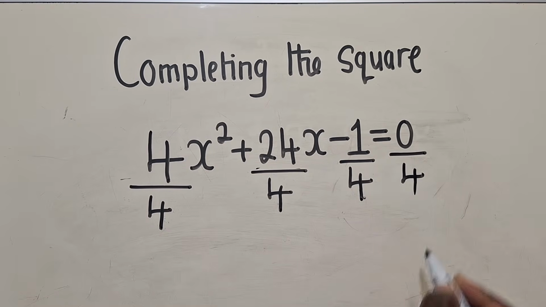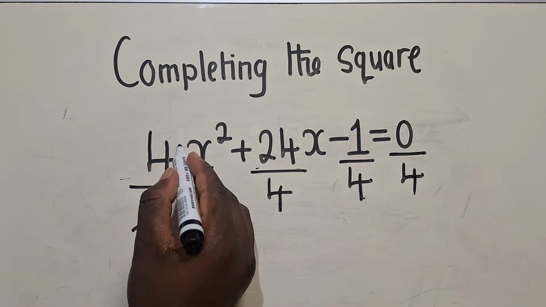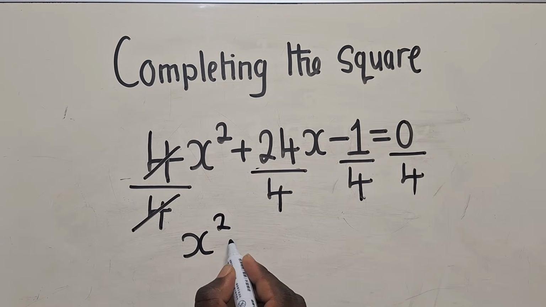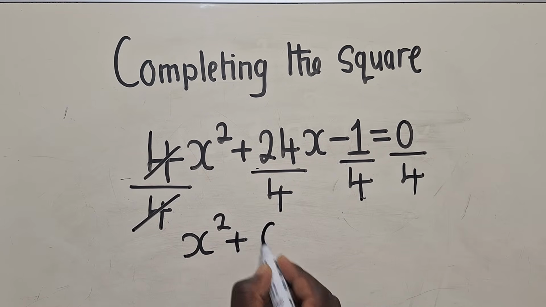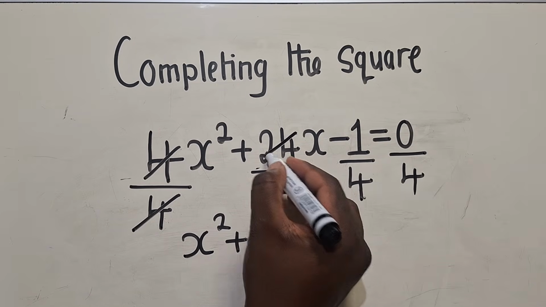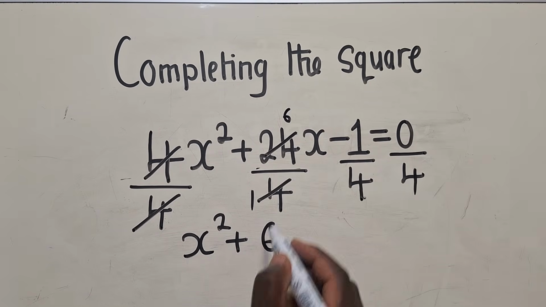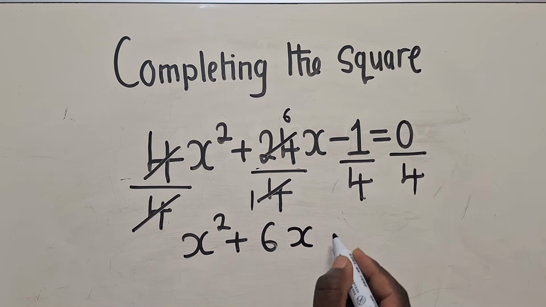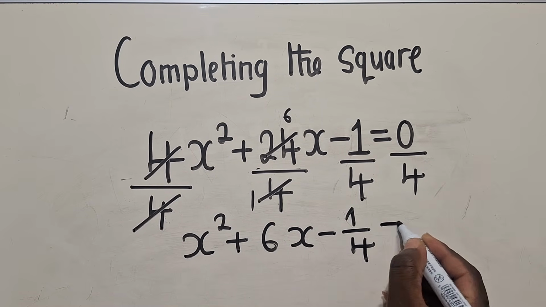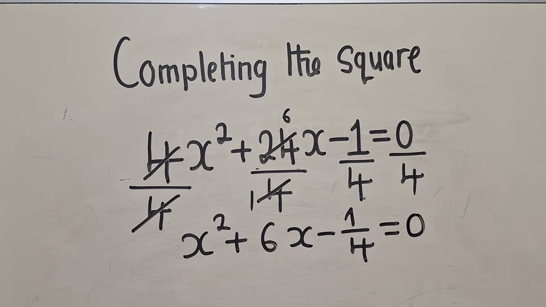And when we divide 4 into 4, we shall remain with x power 2 plus a 6 right here, because 4 into 4, it's 1. Into 24, it's a 6. So this is a 6x minus 1 over 4 is equal to 0. So that's the first step.